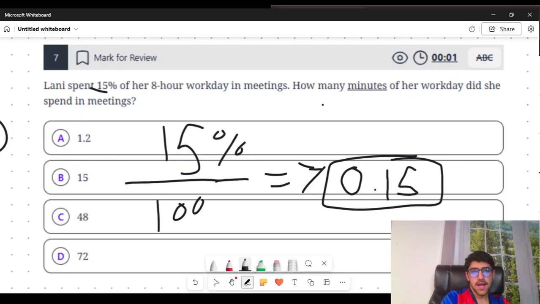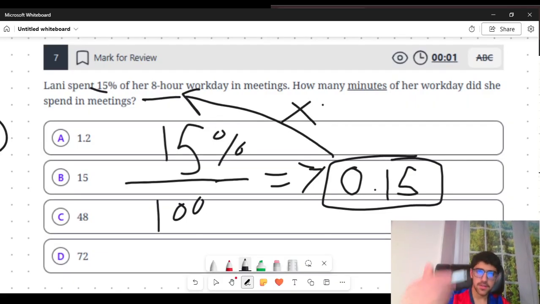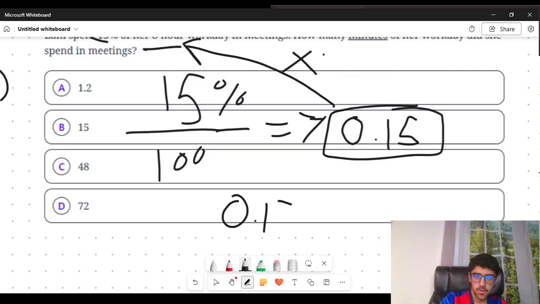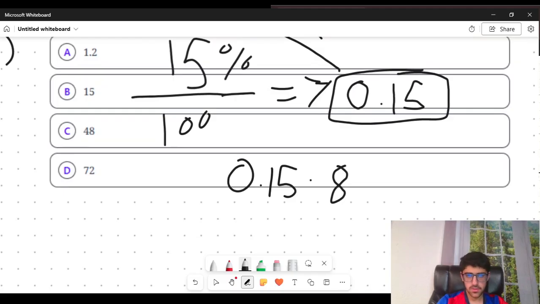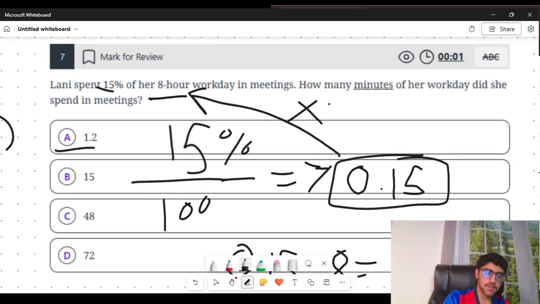So if we want 15% of her 8-hour workday, we can just multiply this by the 8 hours, and that will give us how much time she spent in her meetings. So 0.15 times 8. I'm pretty sure that's going to be 1.2. I'm just going to make sure with decimals. 1.5 times 8. Yeah, 0.15 times 8 is 1.2. So you get 1.2. Okay, let me circle this.